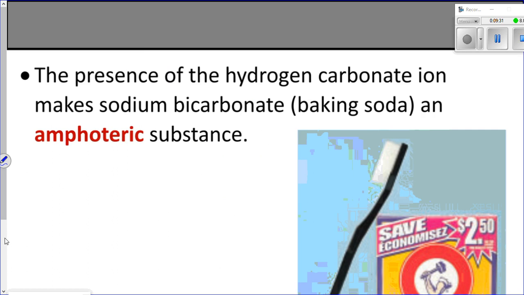So this is why baking soda is something we use a lot. It has the ability almost to form that buffer. It can either act as an acid or a base in any substance, to act in either way, I suppose. So amphoteric is the word to describe the overall substance.